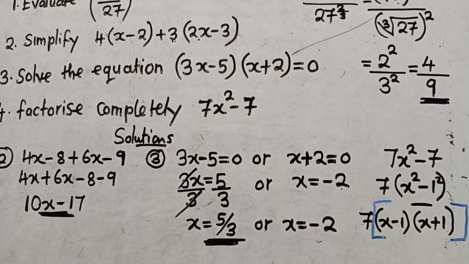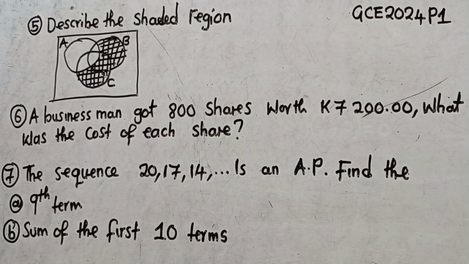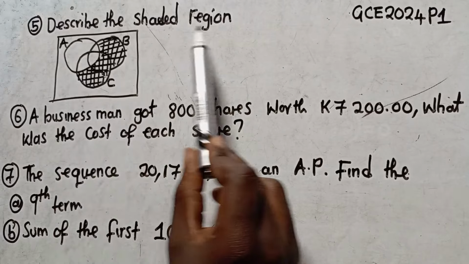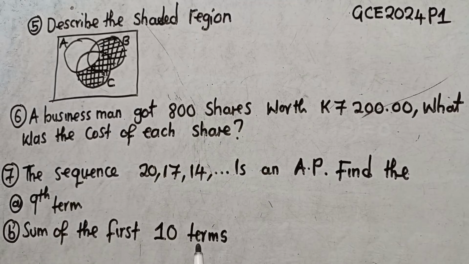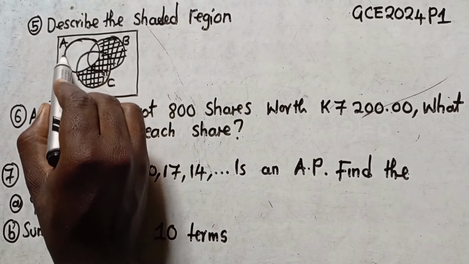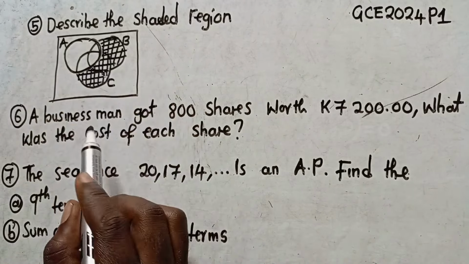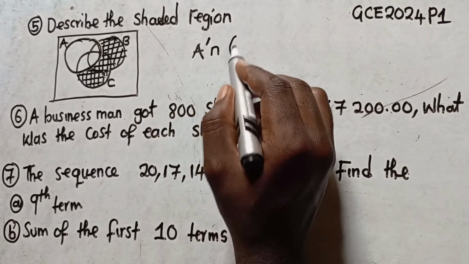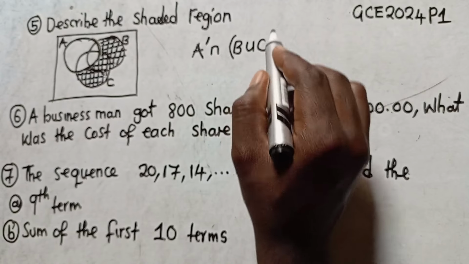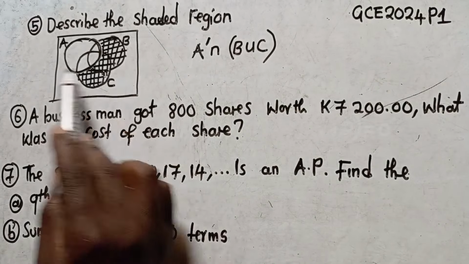Let us now move to question 5, 6, and 7. Okay, so these are the questions from question 5, 6, and 7. Question number 5 says describe the shaded region. We want to describe this shaded region. So how can we describe that? Have you seen? They don't want what is in A. Our concentration should just be on B and C, where these are intersecting. So you say A complement intersection B union C. So this is what you just need to do. That is the answer. Have you seen? This is the answer.